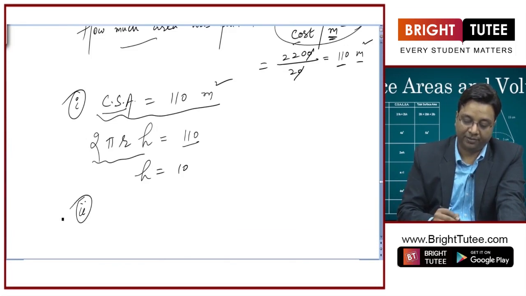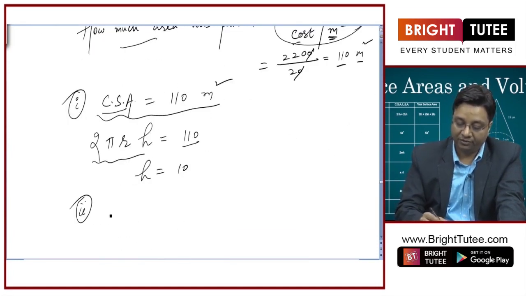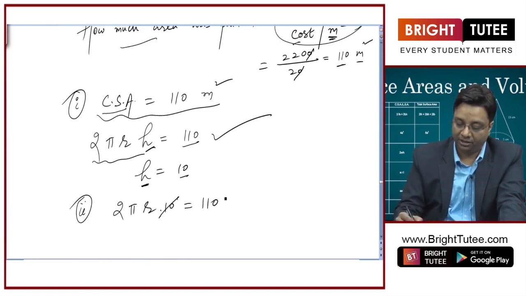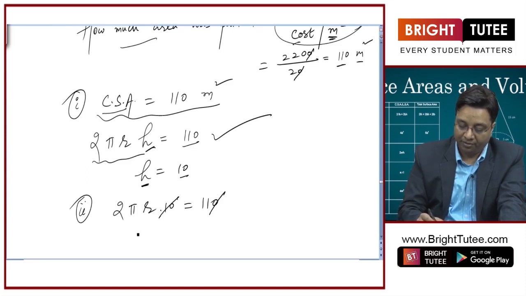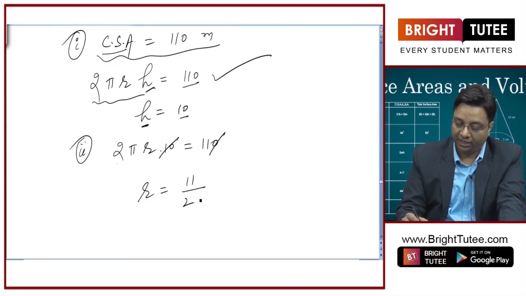Look at the second part of the question, radius of the base. To find the radius of the base, we will use this formula here: 2 pi r, h we know is 10, so into 10 is equal to 110. So this 0 can be cancelled. Pi if we take as 22 by 7, r will be equal to 11 by this 2, and pi will come in the denominator, so I will write 22 and 7 here.